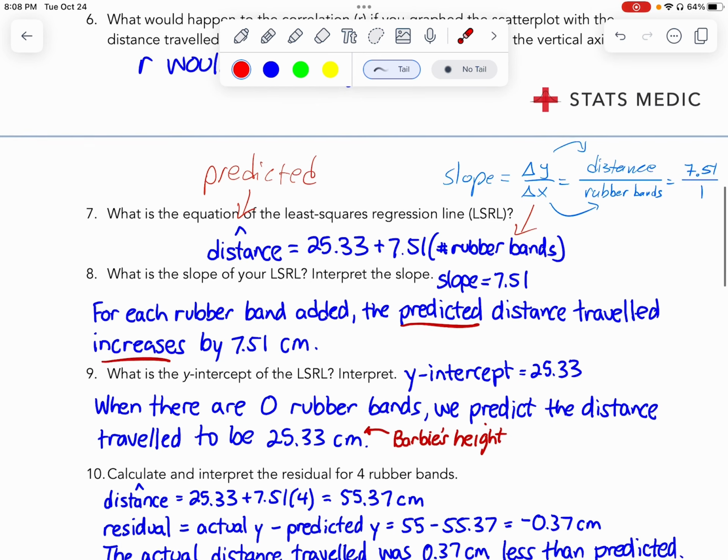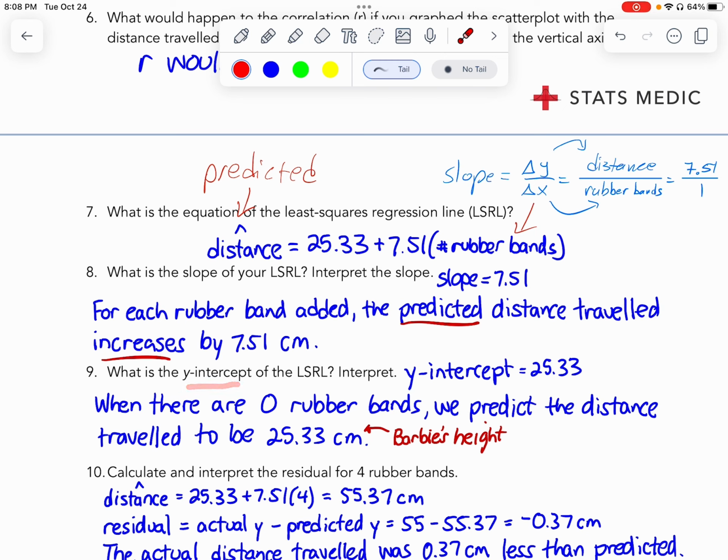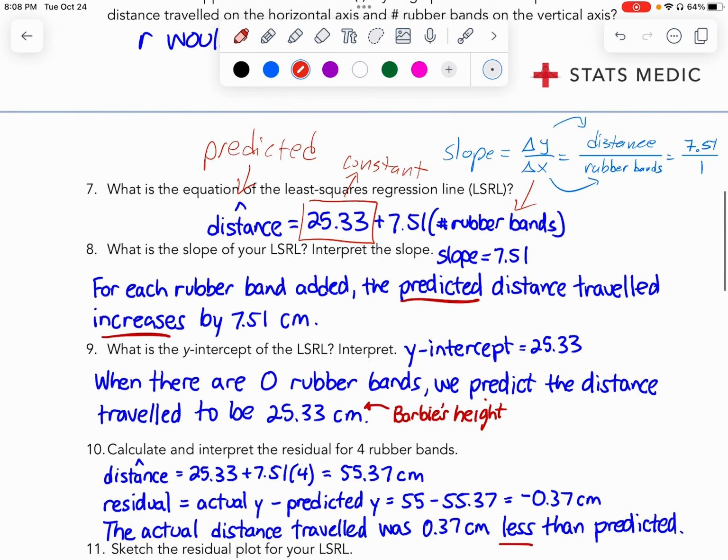The y-intercept is what happens when there are no rubber bands. It's what we predict to happen when there are 0 rubber bands. From the equation, it's this one because it's not attached to a variable. It's a constant, right? Later, you might see it referred to as a constant. So when there's no rubber bands, we predict the distance that she travels to be 25.3. Because when there's no rubber bands, you're not actually dropping her. So essentially, it is her height, Barbie's height.